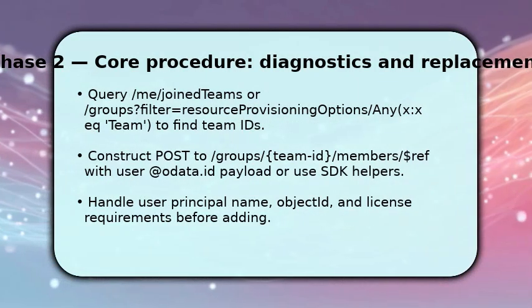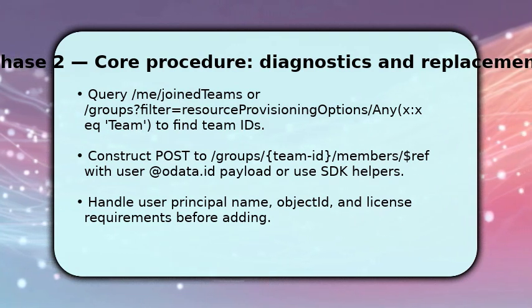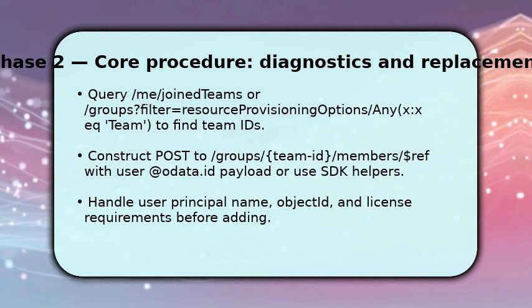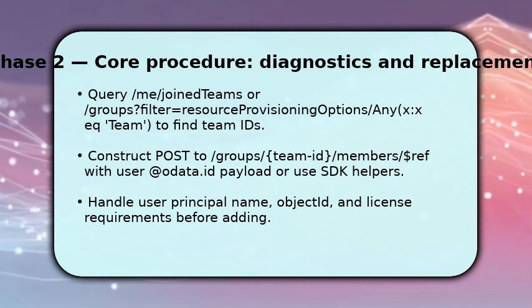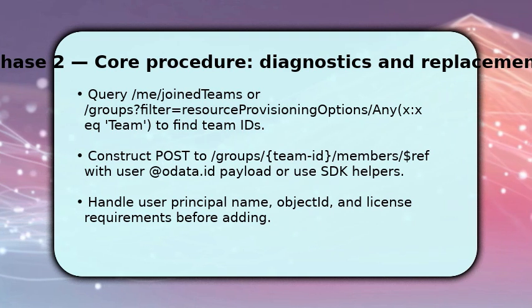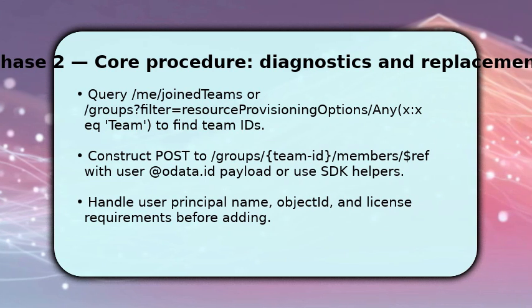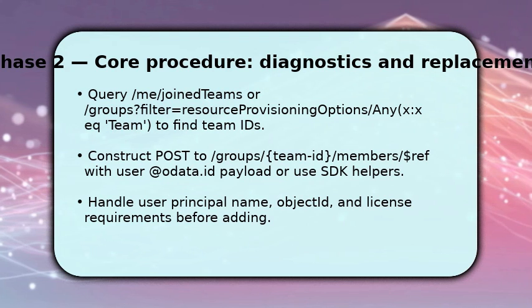Next, you locate the target team and prepare the join call. Use /me/joinedTeams or filter groups where resourceProvisioningOptions contains Team to get the team ID. This avoids guessing. Then build a POST to /groups/{teamId}/members/$ref with a JSON body referencing the user object URL, or use the SDK method that wraps that call.